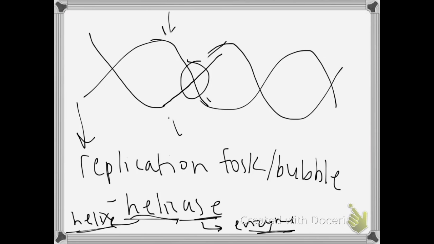So this helix, this double-stranded helix DNA, this helicase is an enzyme that works on this helix. So what it does is it unwinds it. And that's at this site. Where the helicase attaches is called the replication fork or the bubble.